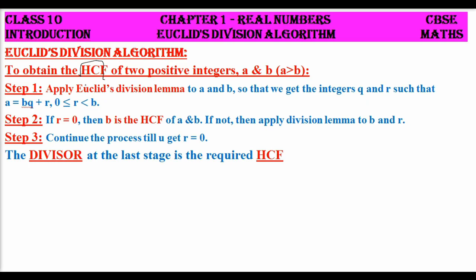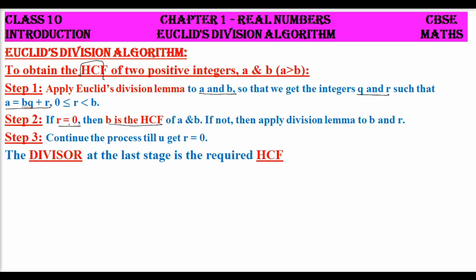So step 1, apply Euclid's division lemma to a and b so that we get integers q and r such that a equals bq plus r. So in my first step, there will be two numbers given. I am going to apply Euclid's division lemma to those two numbers and get the quotient and remainder, right? Okay. In the next step, if r equals 0, then b is the HCF.